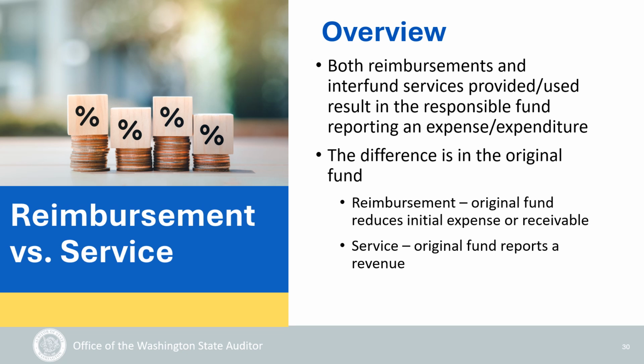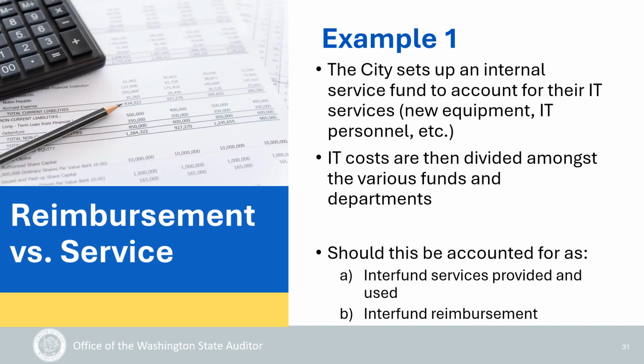I think the easiest way to talk about the difference is to look at a couple of examples. Example 1. The city sets up an internal service fund to account for their IT services. The fund will purchase and manage new IT equipment like laptops, monitors, TVs, etc. This fund will also pay for the IT employees' salaries and wages and other IT-related costs. The IT costs are then divided amongst the various funds and departments. Should this be accounted for as an interfund service provided and used, or is this an interfund reimbursement?